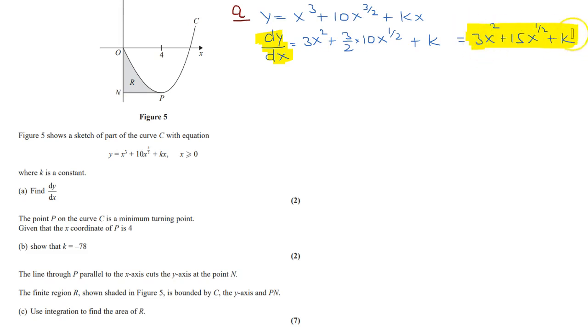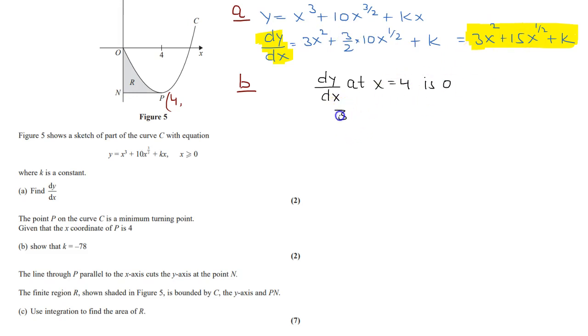Make sure you don't highlight your answer in your examination. Now B. The point P on the curve C has a minimum turning point here, given that x coordinate of P is 4. Show that k is minus 78. The x coordinate of P is 4, it means dy over dx at x is equal to 4 is 0.